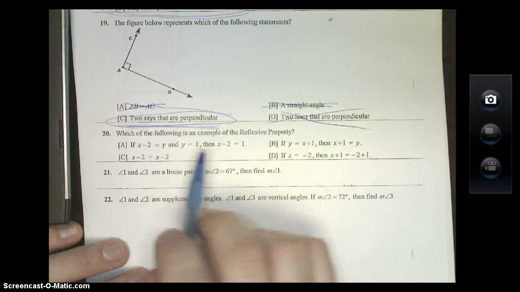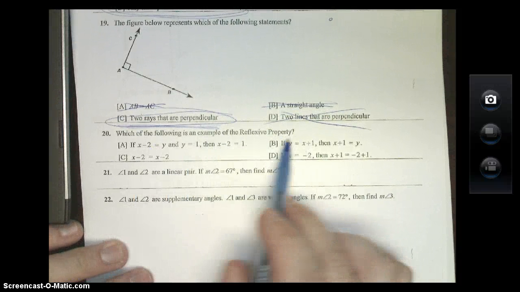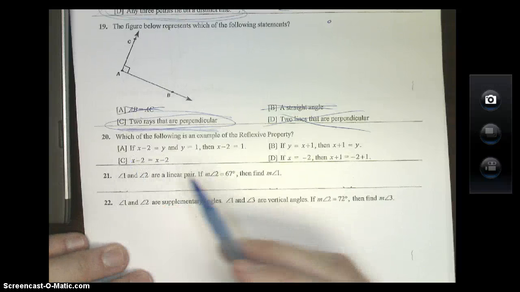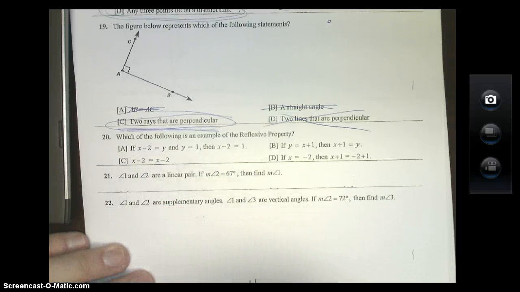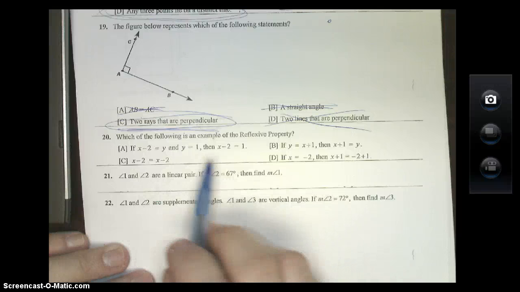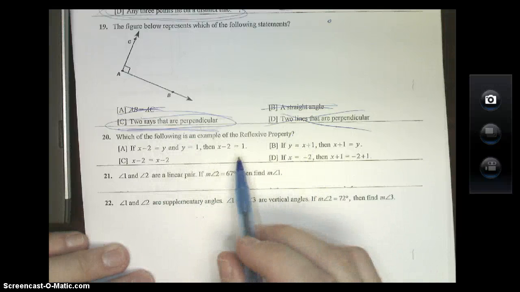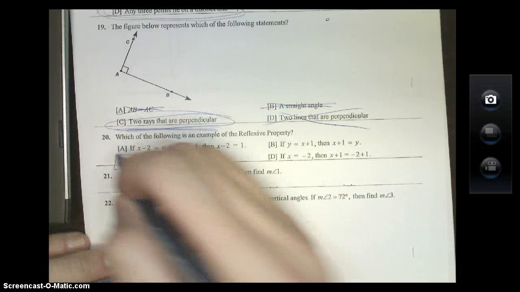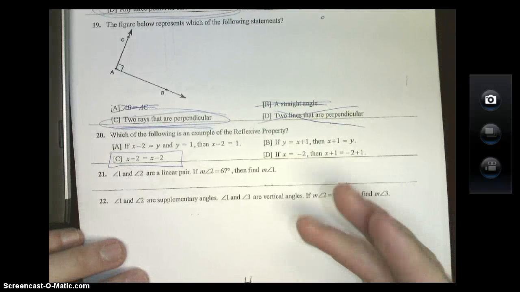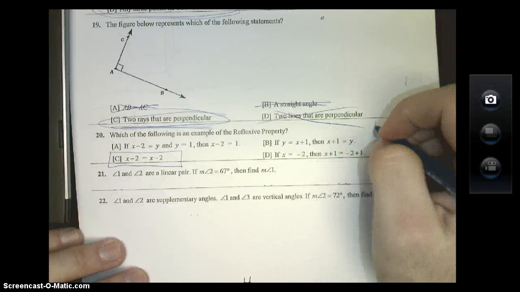Okay, number 20. Which of the following is an example of the reflexive property? Reflexive property is reflection in the mirror, seeing yourself. So if you're glancing through this, there's only one option where you see exactly the same thing. Answer is C.